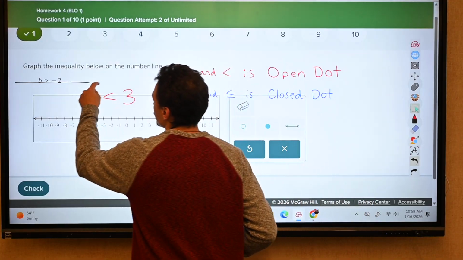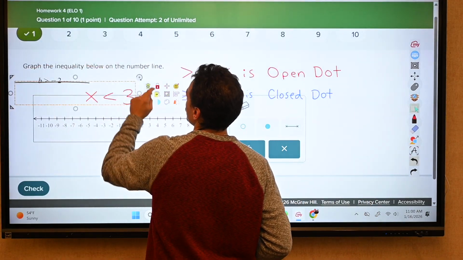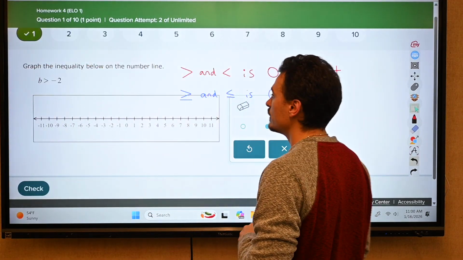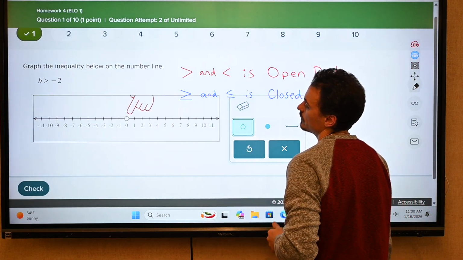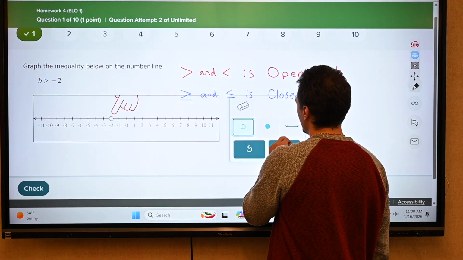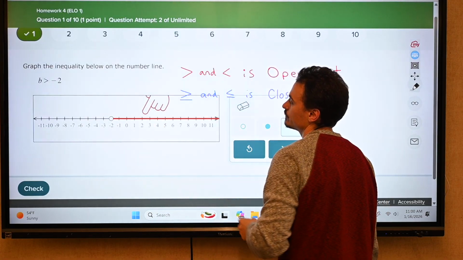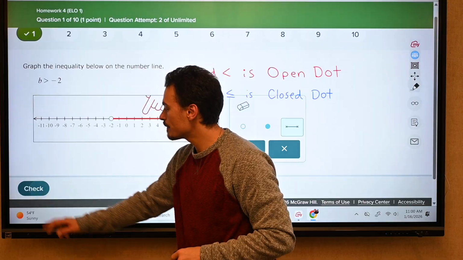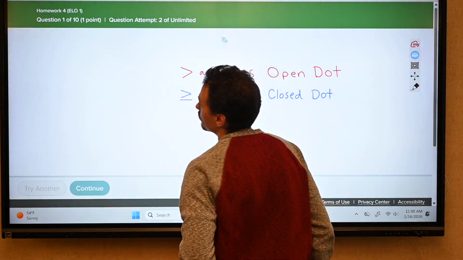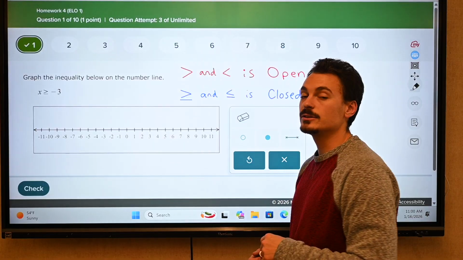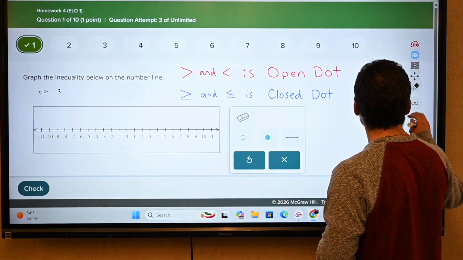For this question, we have b is greater than -2. So we'll use an open dot at -2, and then we need to be greater than that. Check it. One more. This one is x is greater than or equal to -3.